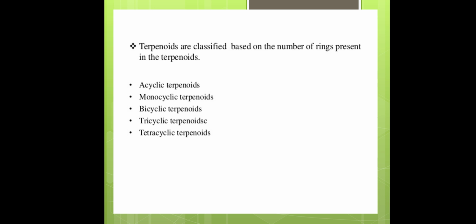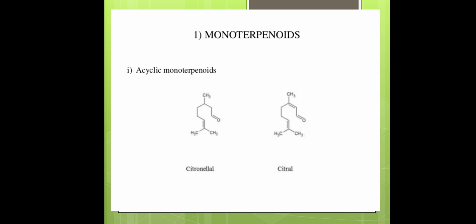Terpenoids are also classified based on the number of rings present: acyclic terpenoids, monocyclic terpenoids, bicyclic terpenoids, tricyclic terpenoids and tetracyclic terpenoids. This is all about the classification based on the number of rings present in the terpenoids. This is the monoterpenoids.